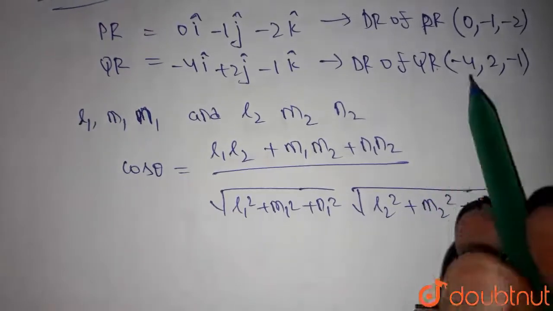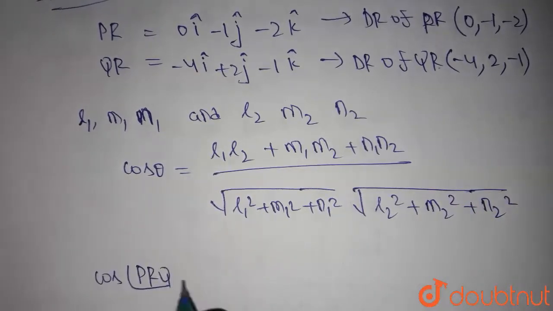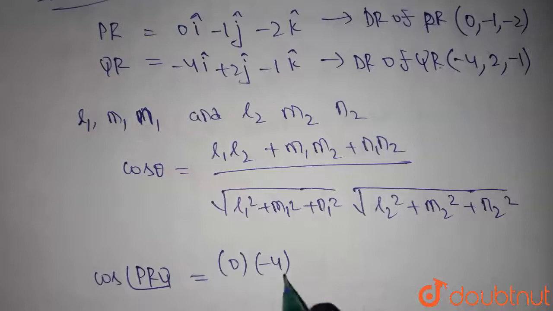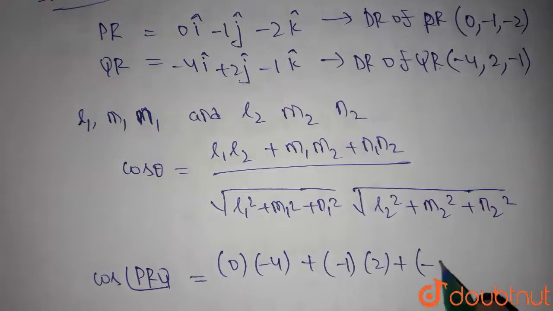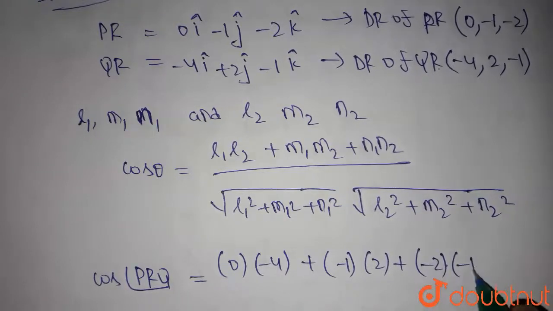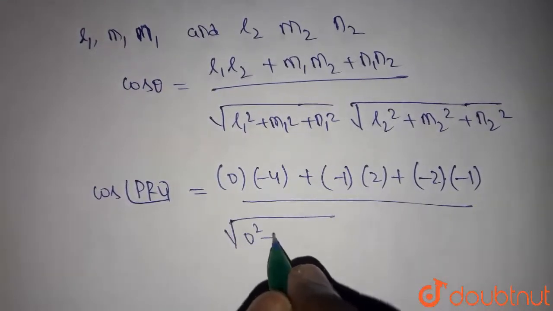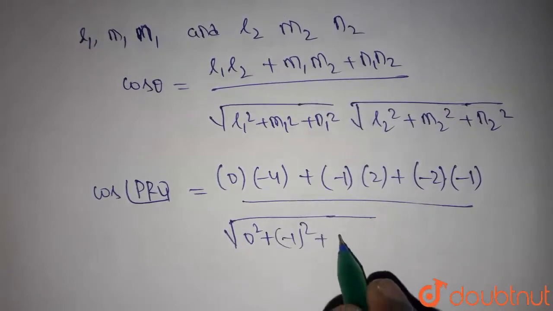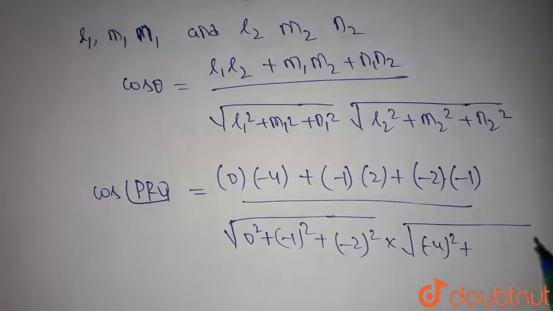So we know the direction ratios of PR and QR. Then angle PRQ is given by L1 is 0, L2 is minus 4, M1 is minus 1, M2 is 2, plus N1 is minus 2, N2 is minus 1, divided by root over 0 square plus minus 1 square plus minus 2 square into root over minus 4 square plus 2 square plus minus 1 square.